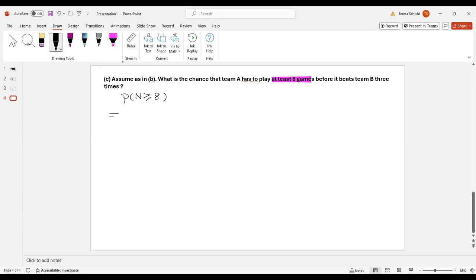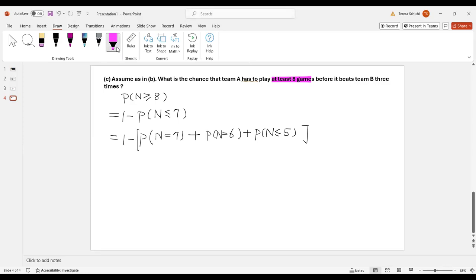So how am I going to find that? I can find it by using 1 minus the probability N less than or equal to 7, right? So the probability of N less than or equal to 7, I can write like this: N equal to 7, plus N equal to 6, plus the probability N less than or equal to 5. We already know this part from the previous part B, where this probability is 0.31744.